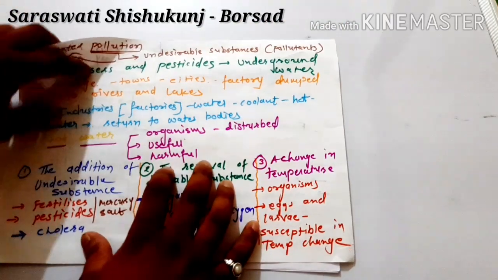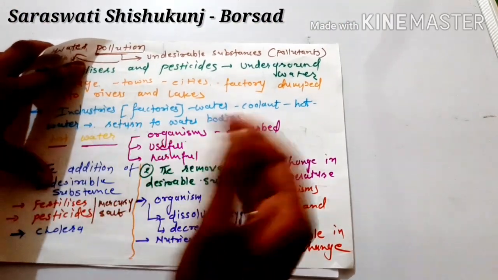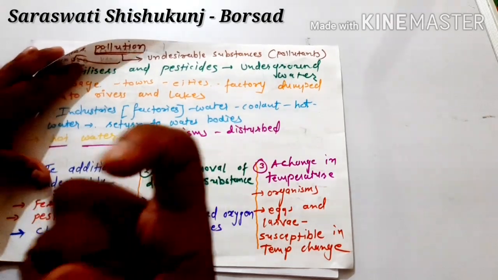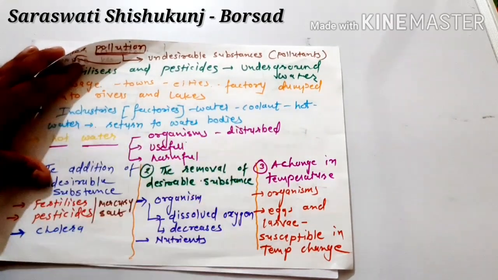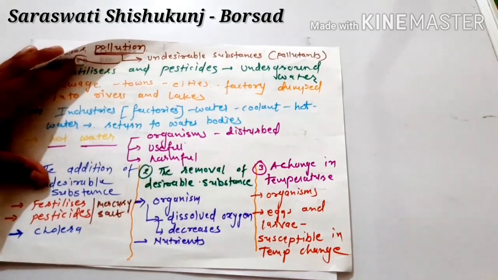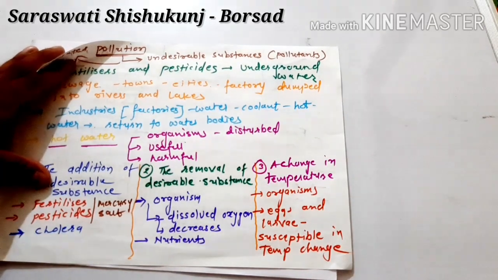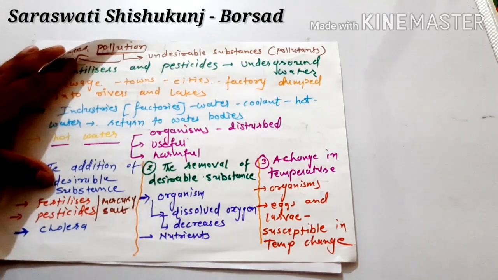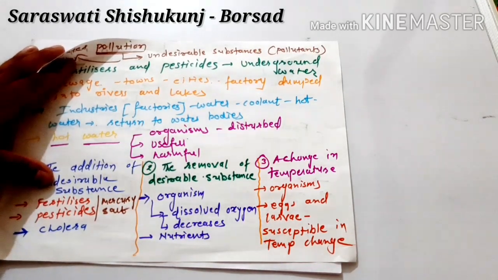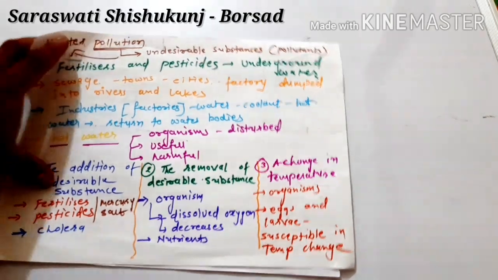And if there is a change in temperature, if the range of temperature is changed suddenly, that is also considered water pollution, because the organisms which live in water, the aquatic organisms, will not be able to survive such a change in temperature, right? So that is also considered water pollution.